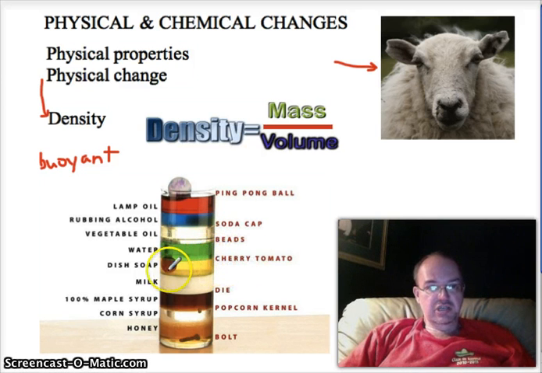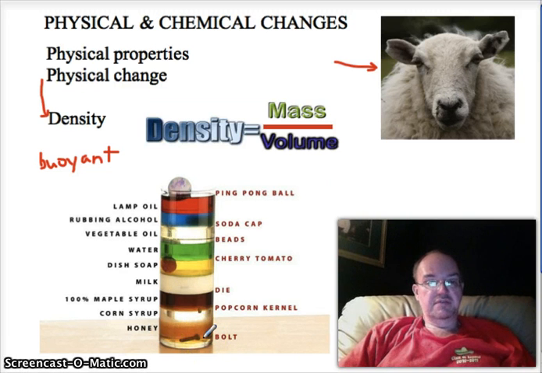And you can see there's this cherry tomato in here, which is probably more dense than water, but less dense than milk. Kind of odd right there that somebody's done an experiment here, which has all the less dense stuff on top and all the more dense stuff on bottom. You can see this bolt, of course, would be heavier, more dense than all of that stuff.